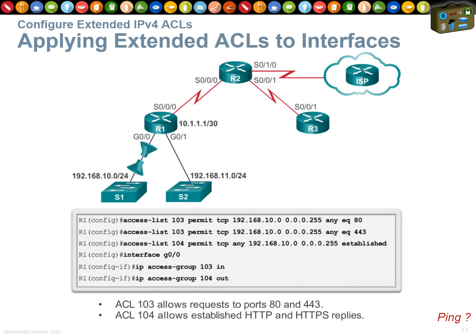So let's have a look at this example. We have R1, access list 103 permit from the 10 network on port 80. Access list 103 permit from the 10 network on port 443. So hopefully you know that port 80 is HTTP and port 443 is HTTPS. But we also have access list 104, permit from anywhere towards the 192.168.10 network.